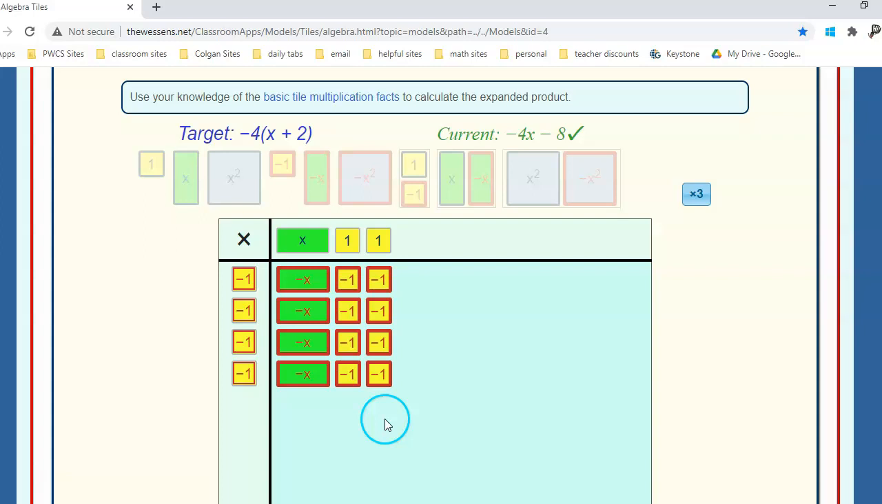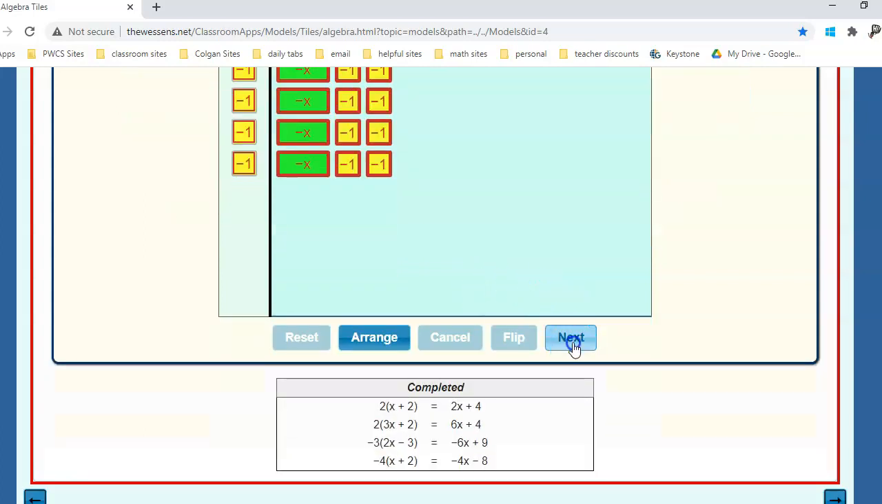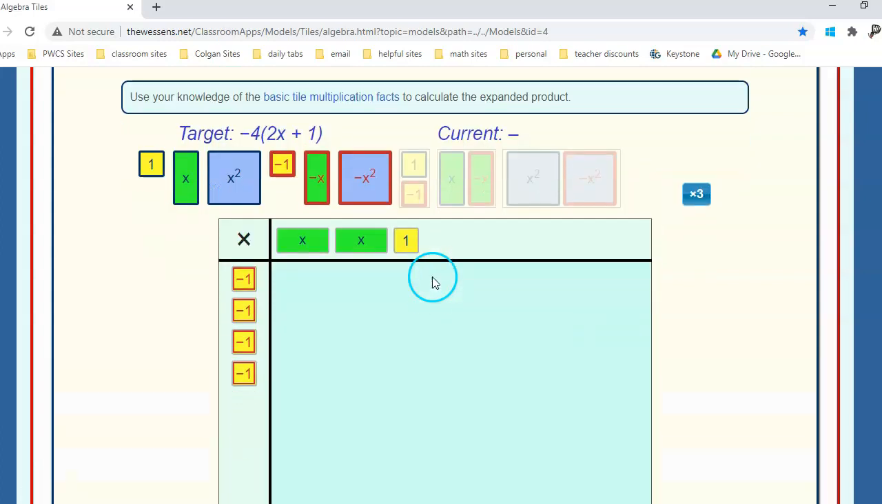Now I could have done that just algebraically by distributing as we've done before, but this is just another way to see it. All right, we're going to do one more of these and then we'll get into the algebra tiles, or using algebra tiles with multiplying binomials. So now we have negative 4 and 2x plus 1.